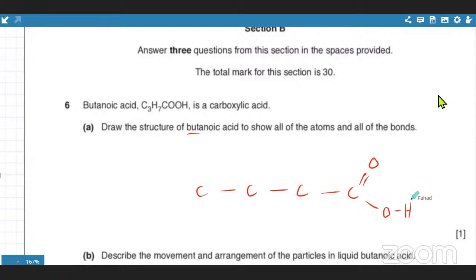Now remember, you have to make sure that you show all the atoms and all the bonds. You could have drawn a condensed version, writing CH2 over here, but this carbon is bonded to 2 hydrogens, so show all the atoms and all the bonds. Each carbon atom is supposed to make 4 bonds. So now the structure is complete. This over here is butanoic acid.